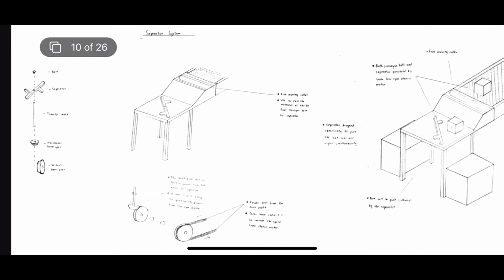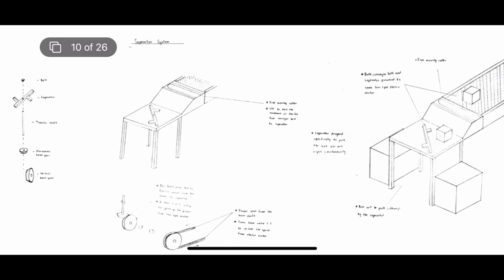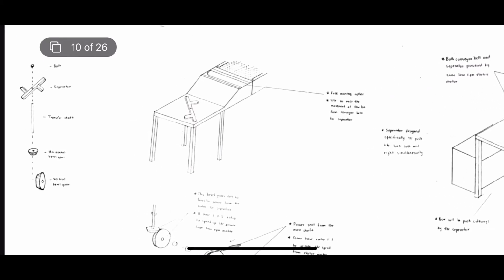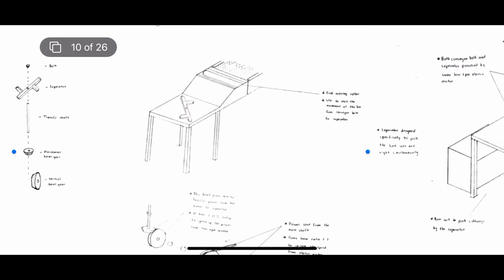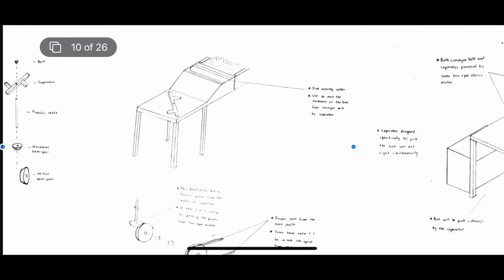So, the separator system. As we can see here, the separator consists of a bolt, separator, transfer shaft, horizontal bevel gear and vertical bevel gear, because the bevel gear will be used to transfer the power to the separator from the front shaft.